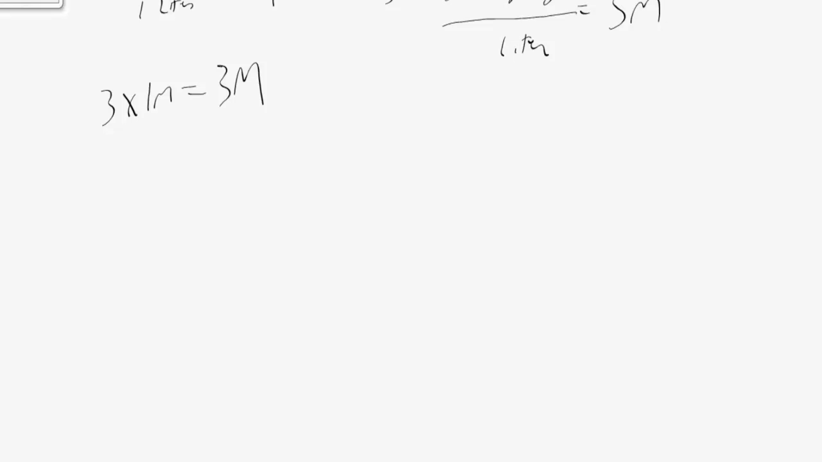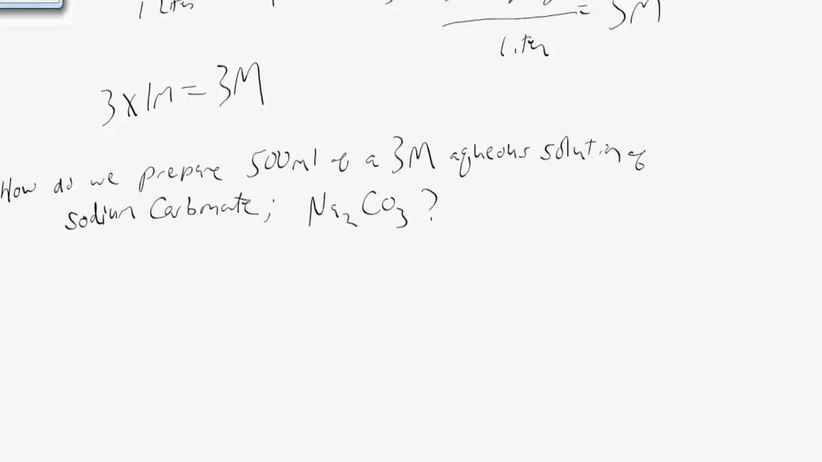Right. So let's work on a variation on that, which asks us, how do we prepare 500 milliliters of a 3 molar aqueous solution of sodium carbonate? Molecular formula Na2CO3. So we list our elements. And we have two of those, one of those, and three oxygens.